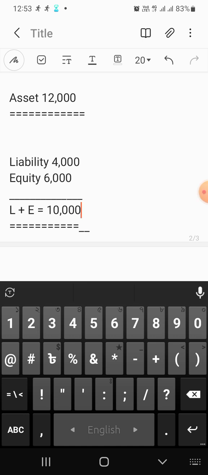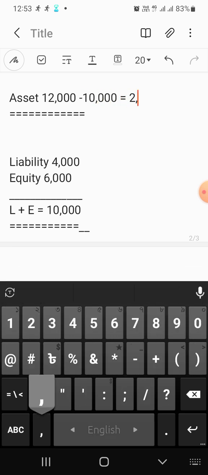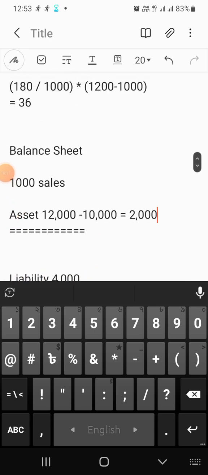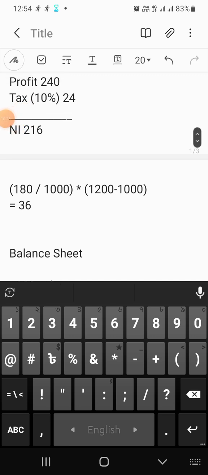Now the question is, do I really need that? I used to have 10,000 in assets before, and I need 12,000. That means I need 2,000 additional assets. Okay, but do I need additional financing for the whole 2,000 amount? Not like this, because I have already got a profit, right? Net income 216. This is a profit for what? For the new sales I generated.